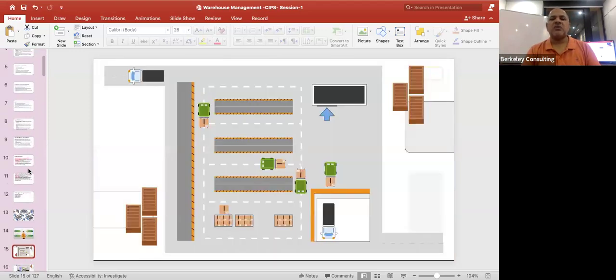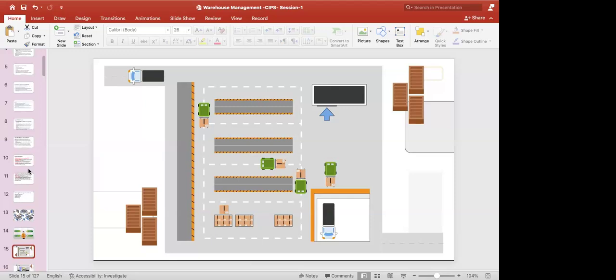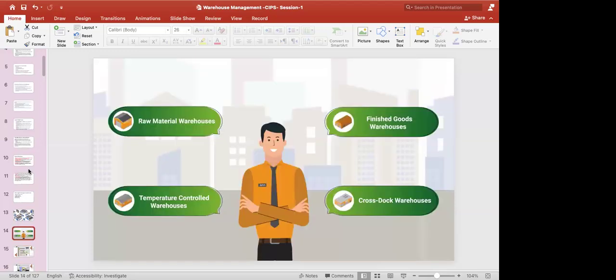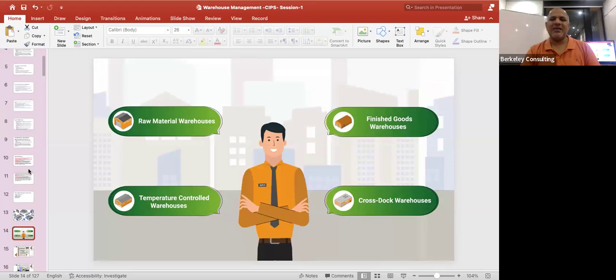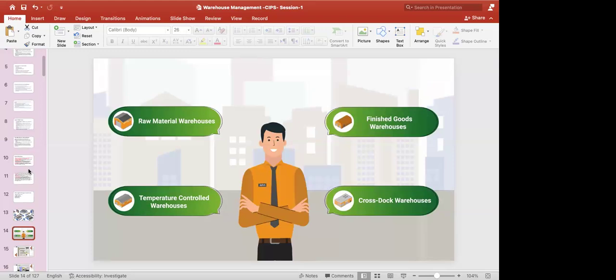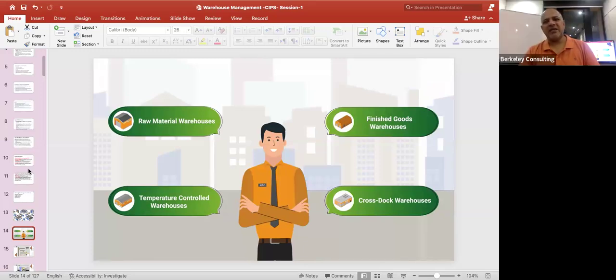Is it 4 areas or 4 types? Yeah, 4 types. In a certain warehouse, maybe everything will be there. Raw material will be there, finished goods will be there, temperature controlled will be there. Sometimes part of it in certain areas, cross-dock. So all are warehouse types, basically. It will be in the same warehouse.